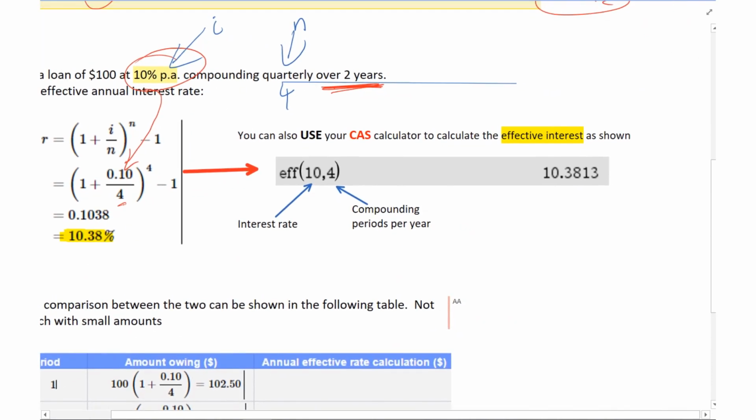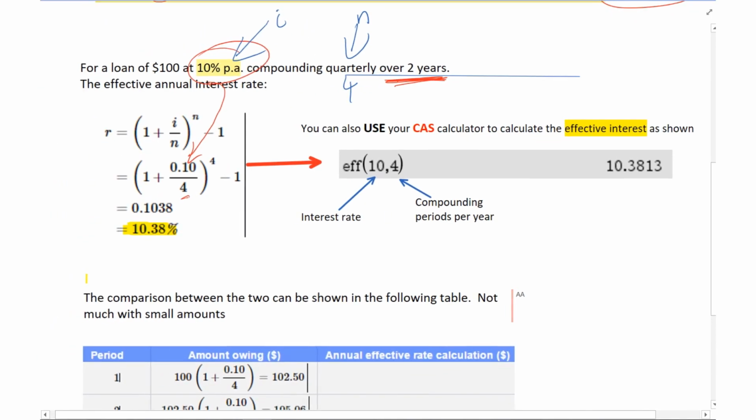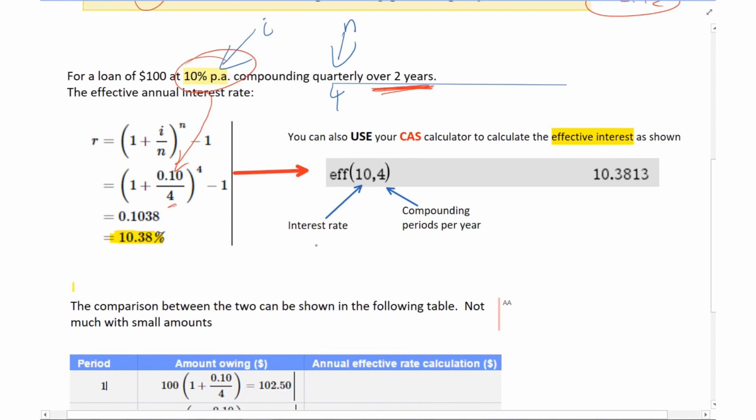Or I came across this one recently, effective interest using your CAS. You type in EFF, then in brackets 10, 4, so 10 being my interest rate. So that's I and that's n, okay? And that will give you the same value. Now, as you can see, you'd round this one up, so 10.38.